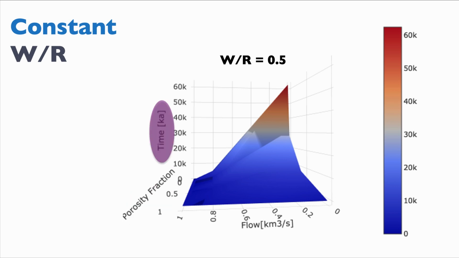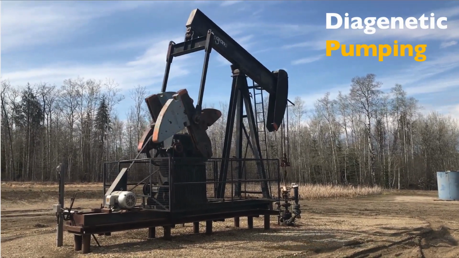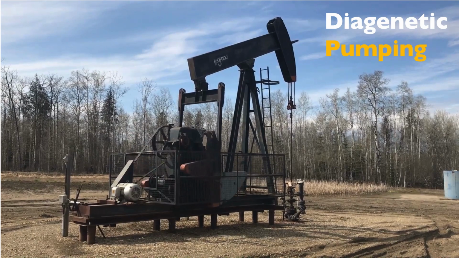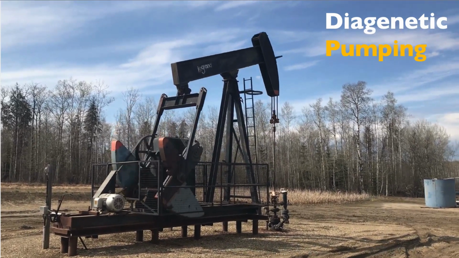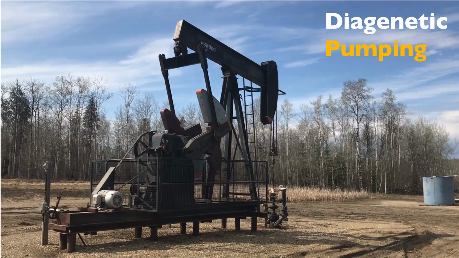So if you have a very low porosity fraction, you need a very large amount of time to get a water-rock ratio of 0.5. But if you have a very high porosity fraction, you need a very low amount of time to get to 0.5. And of course, you can also vary the flow, which impacts this water-rock ratio. So there are multiple ways to get the same water-rock ratio. How you get there is not important. What's important is that the water-rock ratio determines the potential for diagenetic transformation of your rock. So a very important concept is diagenetic pumping. Now that you know that water-rock ratio matters for diagenetic transformation, you also can understand that we need a pump or a way of circulating fluids in the subsurface to produce diagenetic transformations.